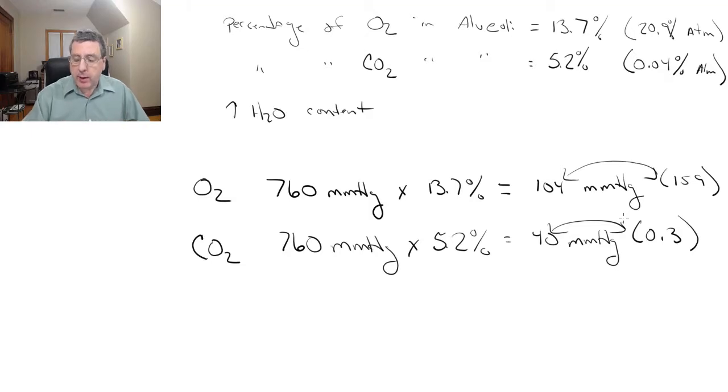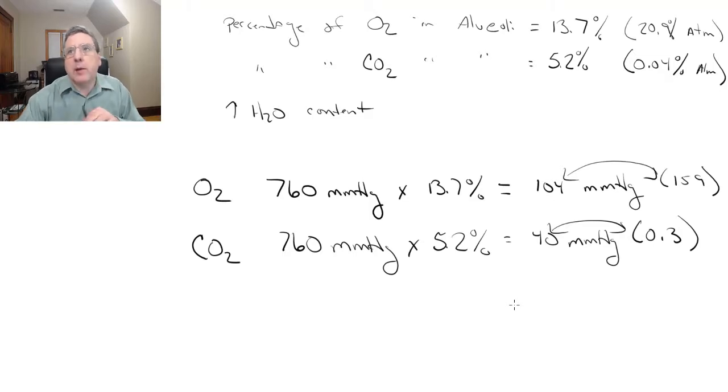Now, again, if you were to throw in nitrogen, as well as the water vapors and some other minor gases, that would all still have to equal 760. So the next set of equations we're going to do here is look at the partial pressures of oxygen and carbon dioxide at your systemic cellular level. Then we're going to look at the blood and put them all together.